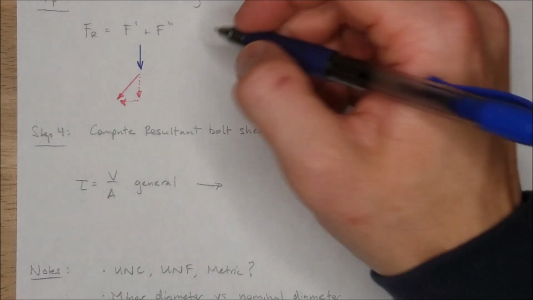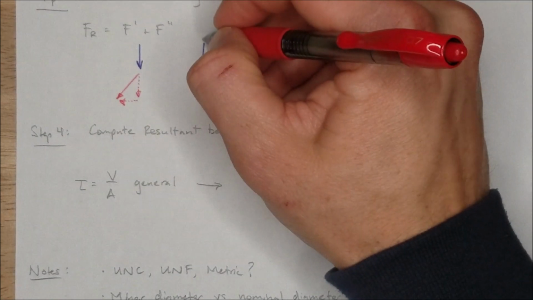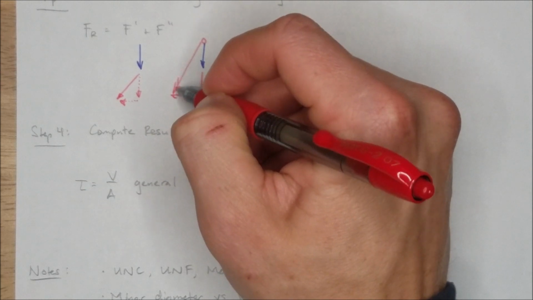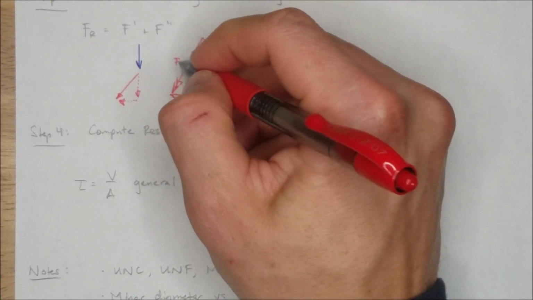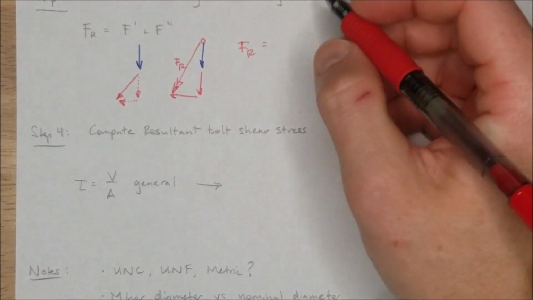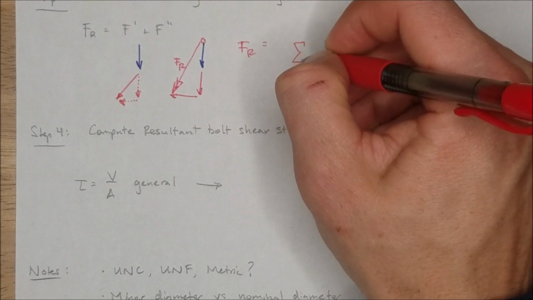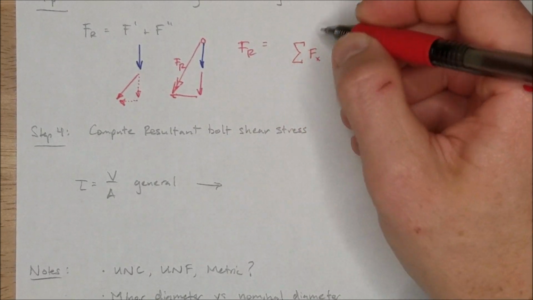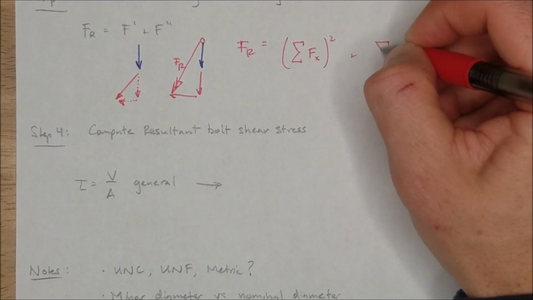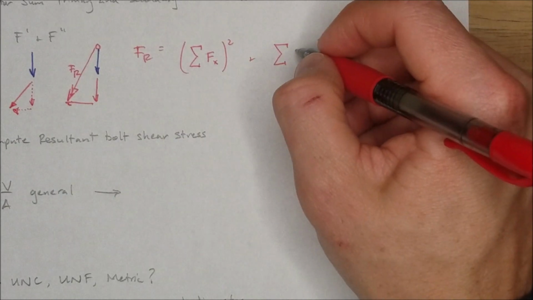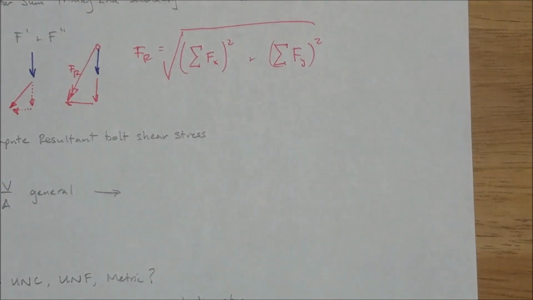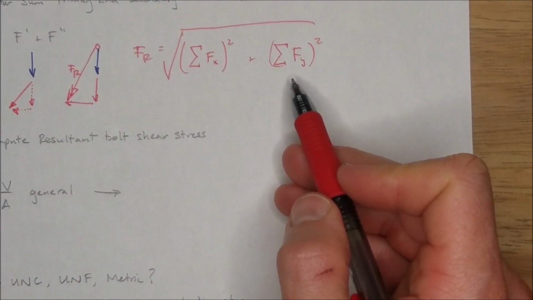Now we've got a scenario like this. That's just our fastener here. There's our resultant. We'll call that FR. We can find that. It's going to be this value here. We're going to sum all of our forces in the x direction, and we're going to square it. And we're going to sum all our forces in the y direction. We're going to square it. Pythagorean theorem. That's easy, guys. We can do that quickly.